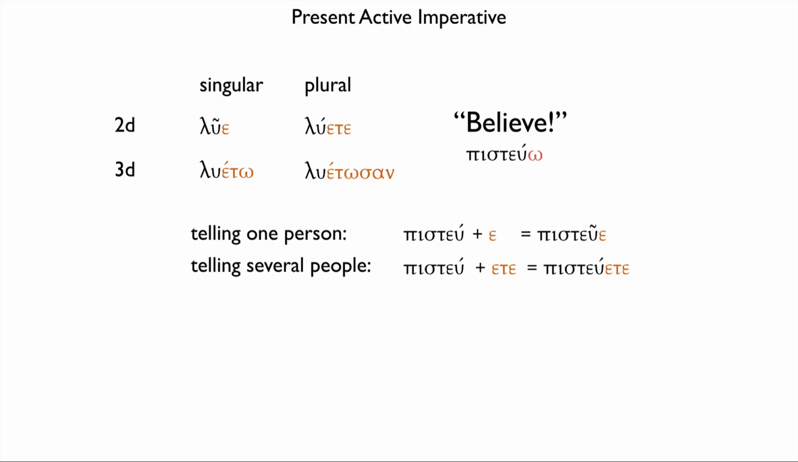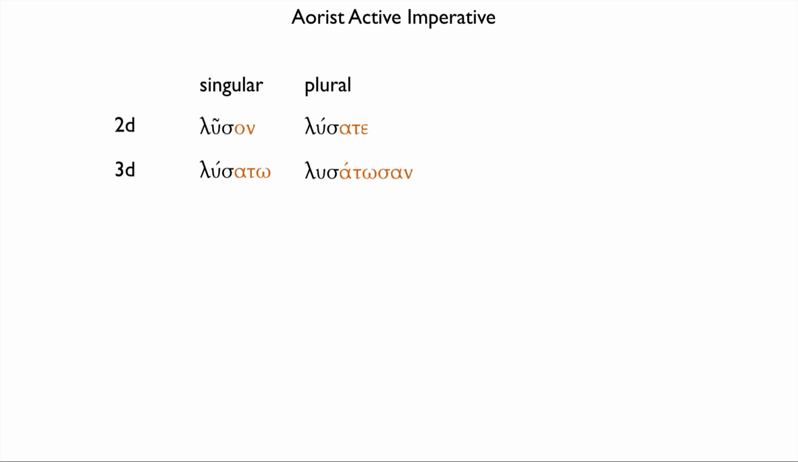All right. So far, we have only been considering the present tense in the imperative. We've considered two voices, present active and present middle passive. But there's also an aorist active imperative. And these have their own distinct forms. Let's break down how you construct them.